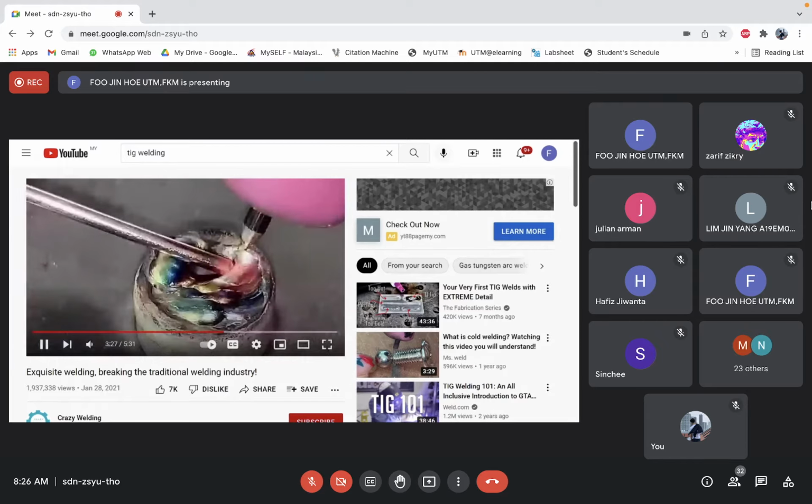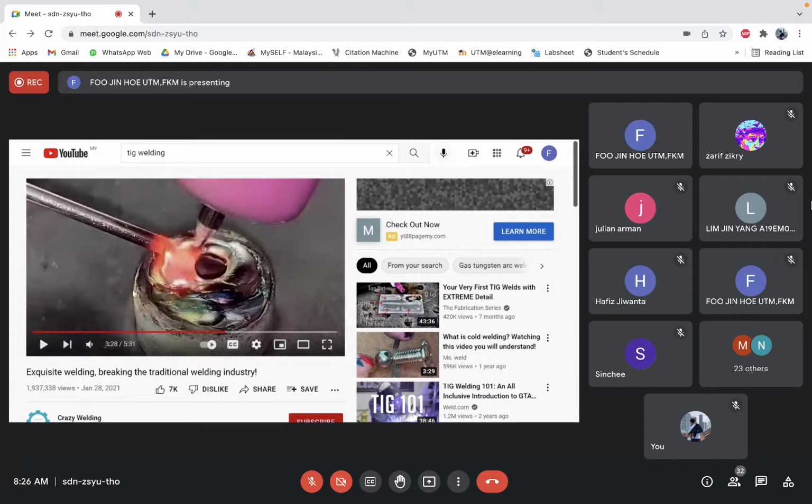Tungsten argon arc welding is mainly... All right, just now you see here, there's a big hole here. So rather than joining, you have to fill in this hole as well. So they use this extra rod here to supply them with more metal for it to be melted and then fill in the particular hole.